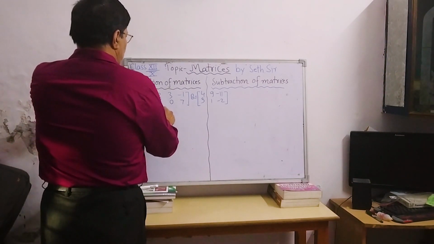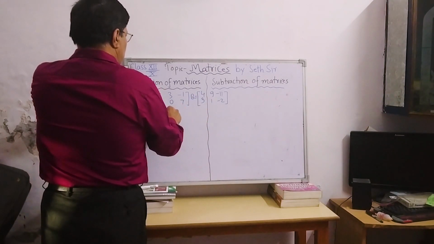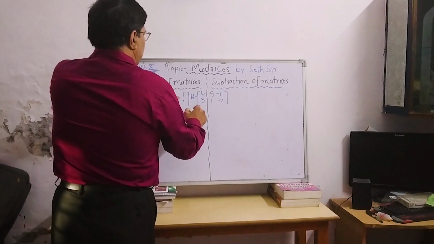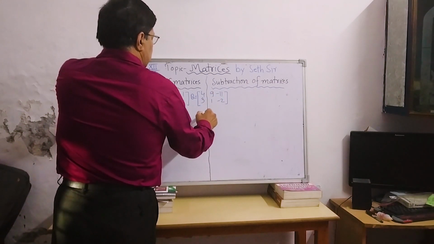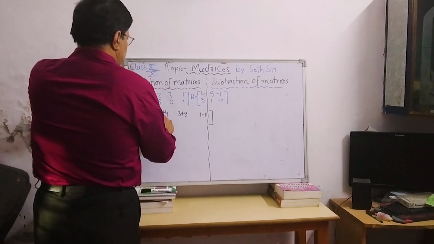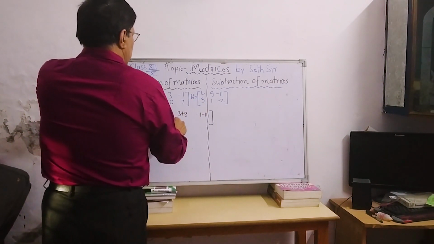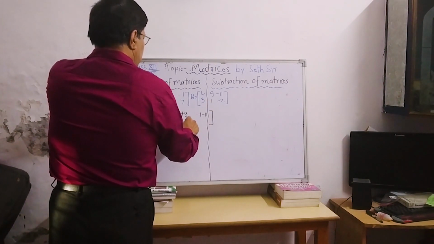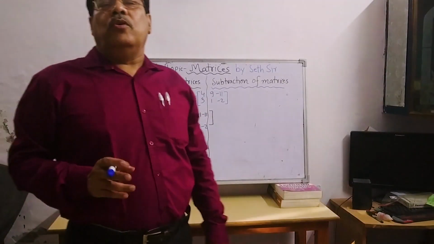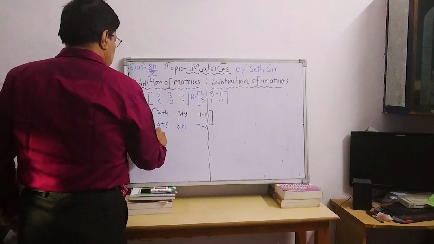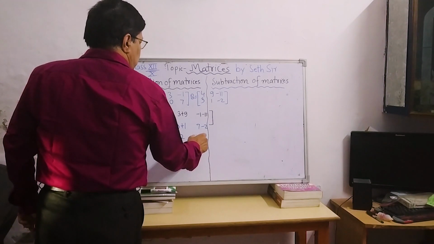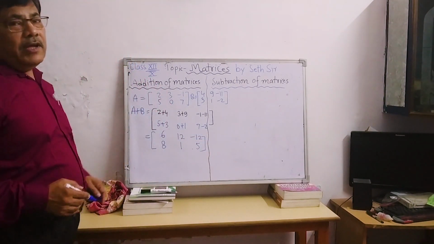Now you will add these two: the first element of this is 4. Then the second element of this is 3, the second element of this is 9, the third element of this is minus 1, the third element of this is 11. Similarly, here you will add 5, second row; here the first element is 3, here 0, plus here is 1, here it is 7. Now add them together. So you will get 6, 8, 12, 1, minus 12, and 5. So this is the answer of A plus B.